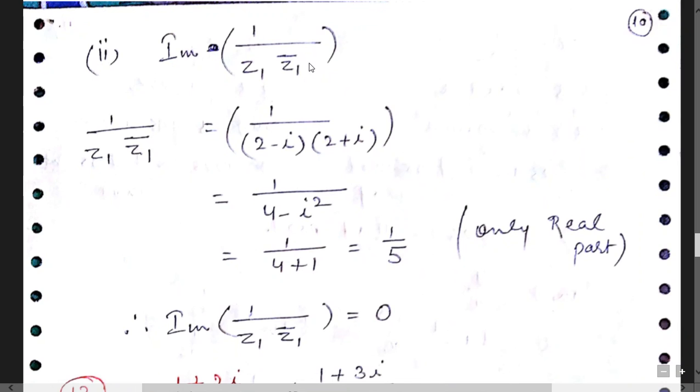In this statement, you have to find the imaginary term. Z1 into Z1 bar. Simply multiply the terms. You will get 1 over 5. Only real part is there. It means the imaginary part is 0.